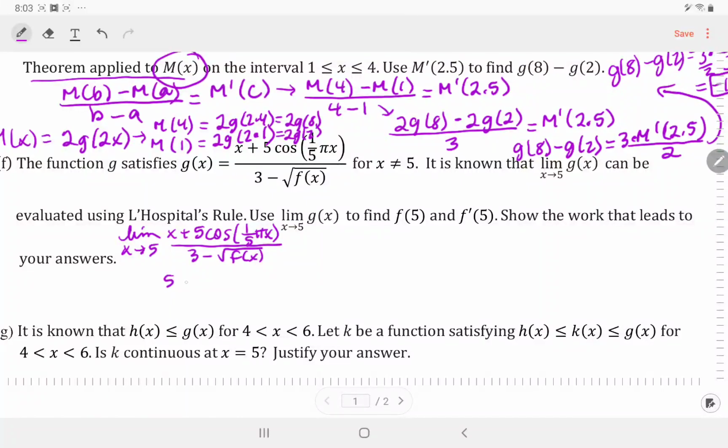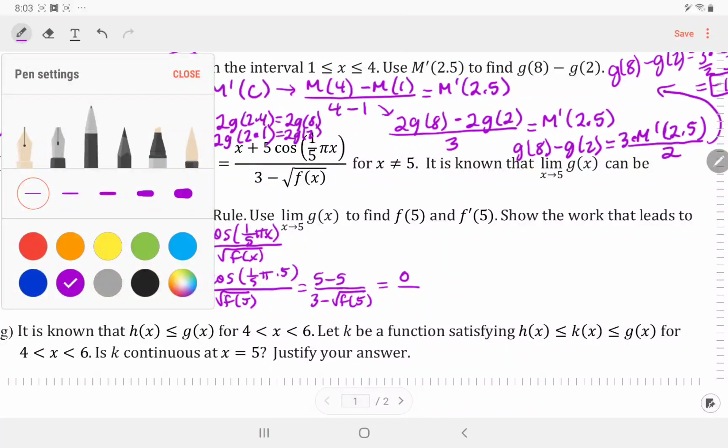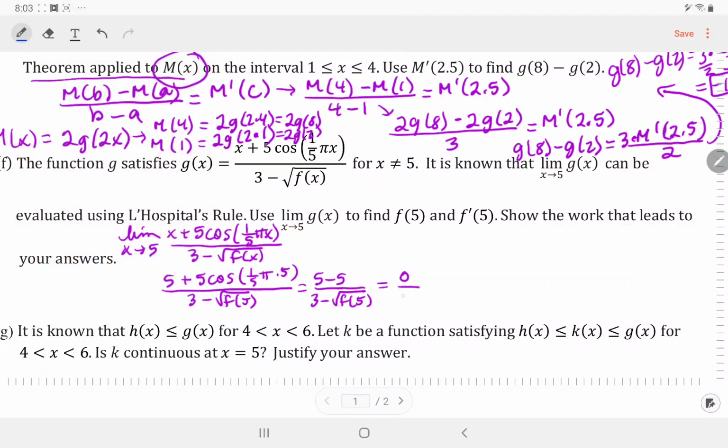Okay, so substitute in the 5. 5 times the cosine of 1/5 times pi times 5. That's cosine of pi, over 3 minus square root of f of 5. Now the numerator is 5 minus 5. The denominator is 3 minus the square root of f of 5. Now it told us that we can use L'Hopital. So if we can use L'Hopital, then this value right here must be 0.